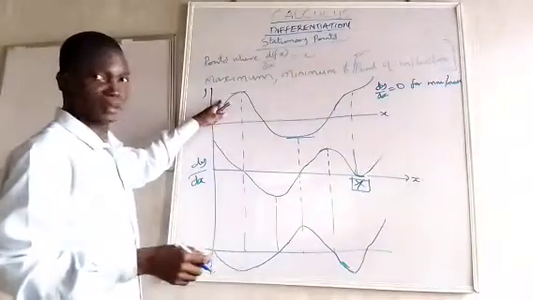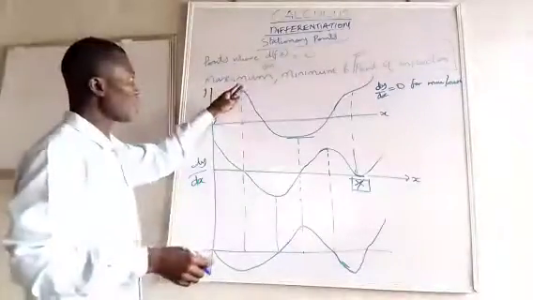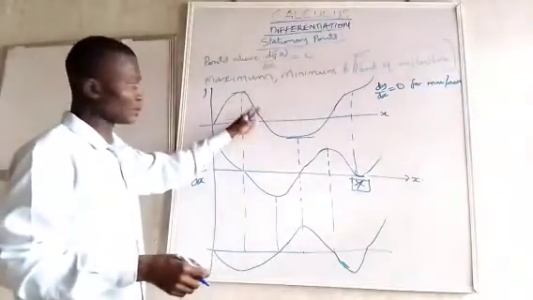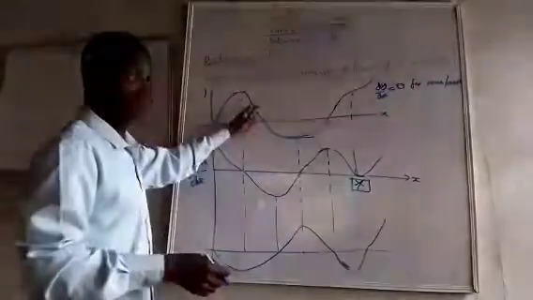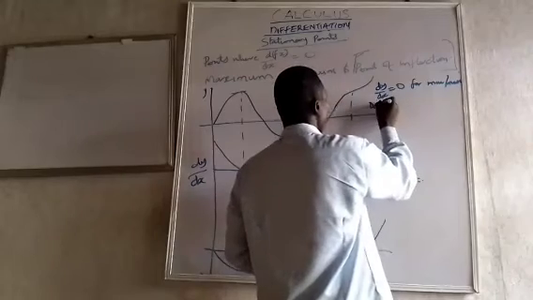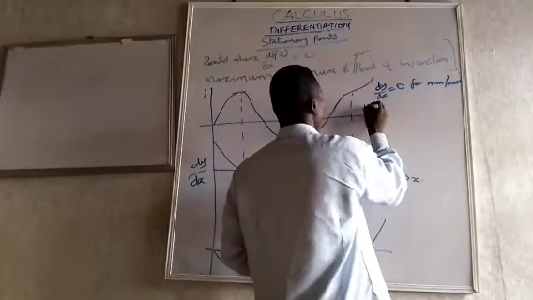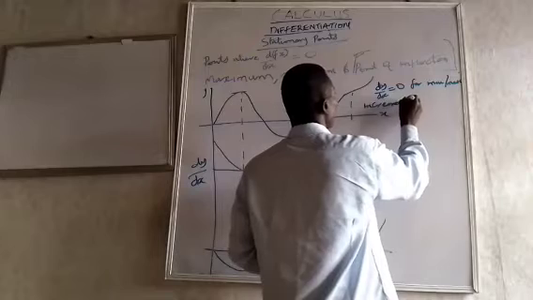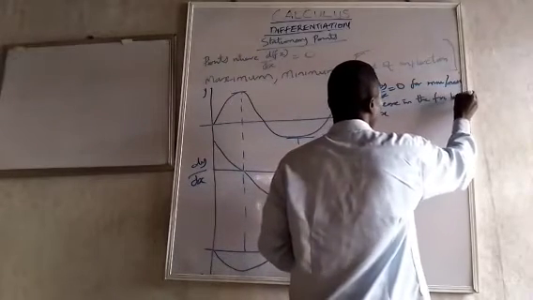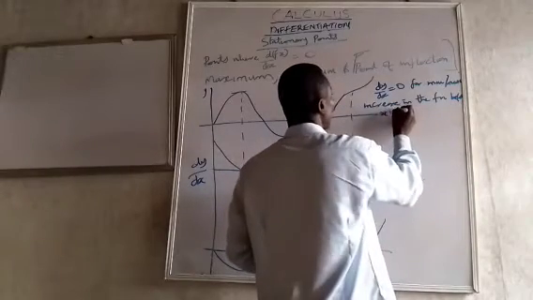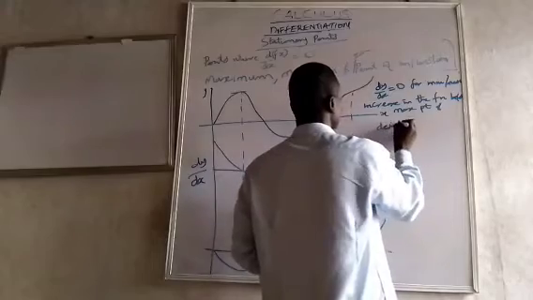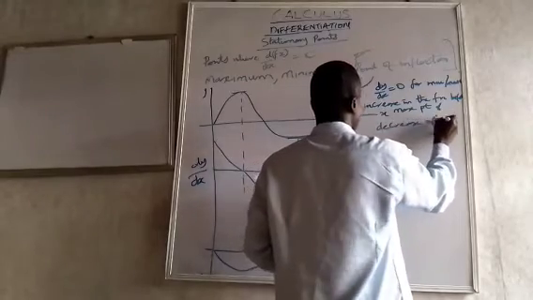And we also note something. There is an increase in the function before getting to the maximum point, and a decrease in the function after the maximum point. There is an increase in the function before the maximum point, and a decrease after. What are we saying?